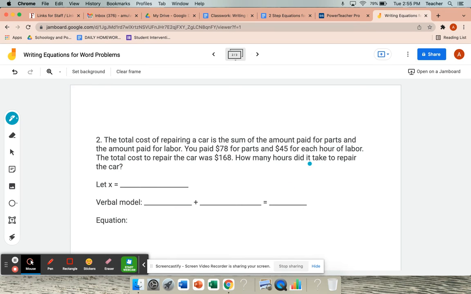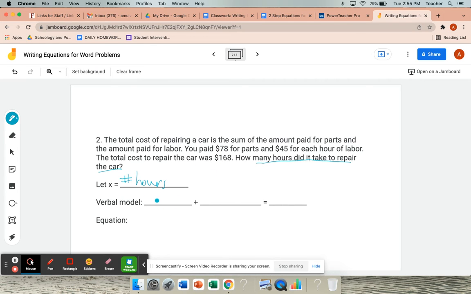Now let's look at another one. The cost of repairing a car is the sum, meaning add, of the amount paid for parts and the amount paid for labor. You paid $78 in parts and $45 for each hour of labor. The total cost was $168. How many hours did it take to repair the car? X is the number of hours. It's exactly what I'm trying to find.